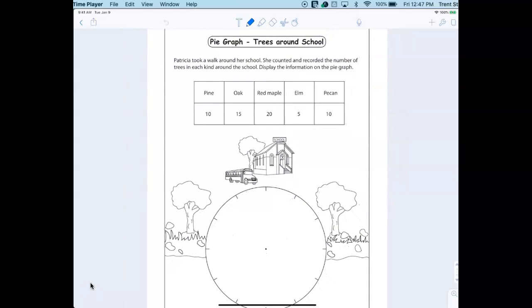Now it says Patricia took a walk around the school and she counted and recorded the number of trees of each kind around the school. So there were 10 pine, 15 oak trees, 20 red maple, 5 elm trees, and 10 pecans. Your job is to make the pie graph. In order to do that, we have to figure out how many degrees is each section.